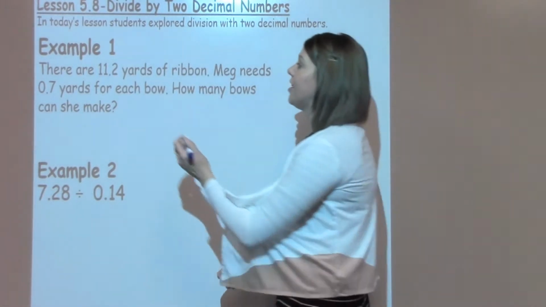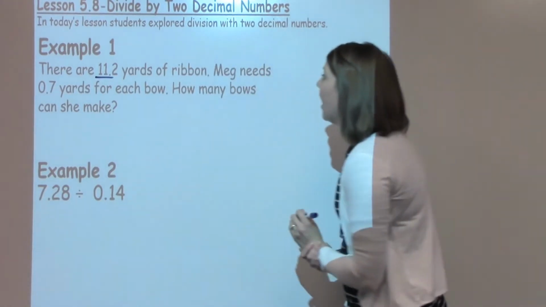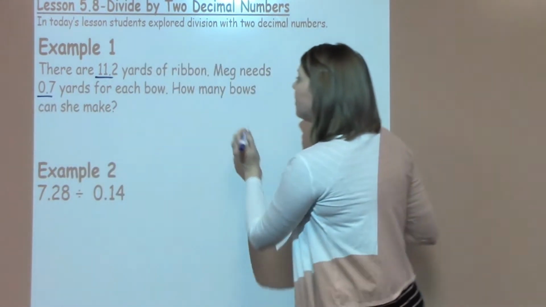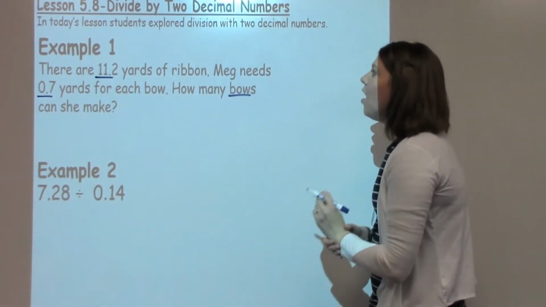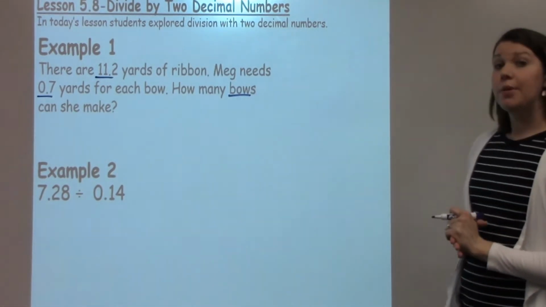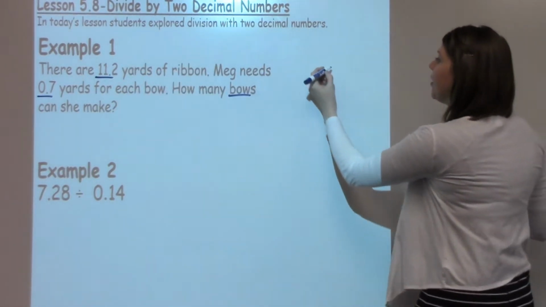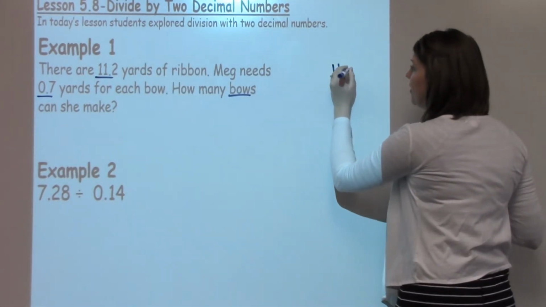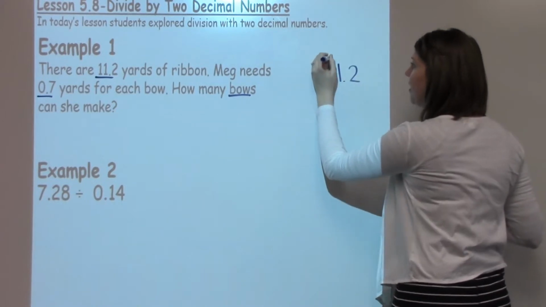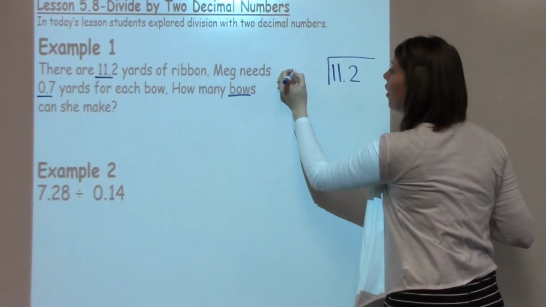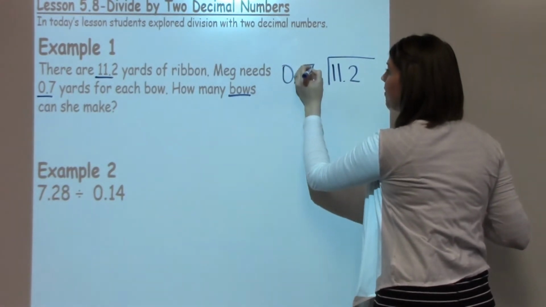It says there are 11 2/10 yards of ribbon and Meg needs 7/10 of a yard for each bow. How many bows can she make? Alright, so I need to figure out how many bows that Meg can make when she's got 11 2/10 yards. So I'm going to put that 11 2/10 yards as my dividend, and my divisor is 7/10. That's how much I need for each of my bows.